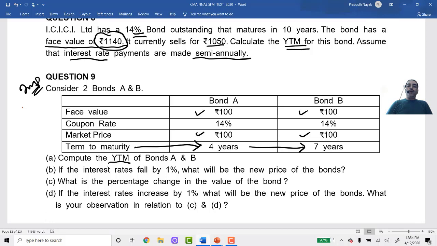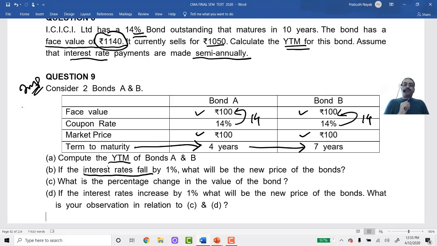Second, if the interest rates fall by 1%, now they give you as interest rates fall, but interest rates don't fall. Which interest rate they are talking? The YTM is falling. Whenever they say interest rate, don't be carried away by the term interest rate and say that, sir, interest rate is falling. No, YTM is falling. Interest rate does not change, and interest will always be calculated on the face value. So interest will always remain 14% of 100 rupees. It will remain always 14 rupees. It is not going to change. YTM changes, let it change.